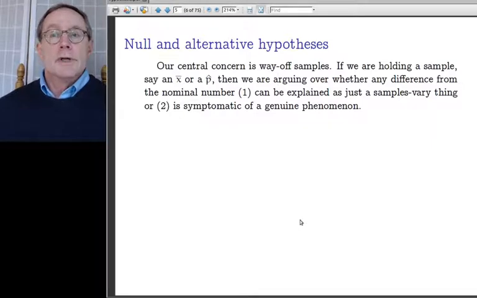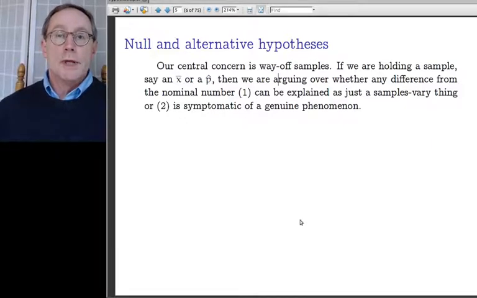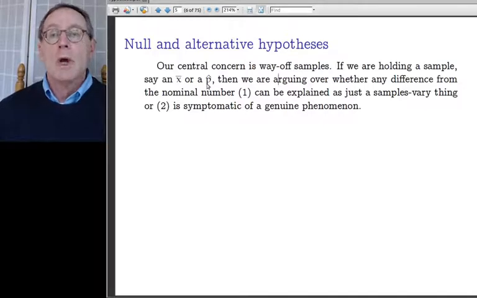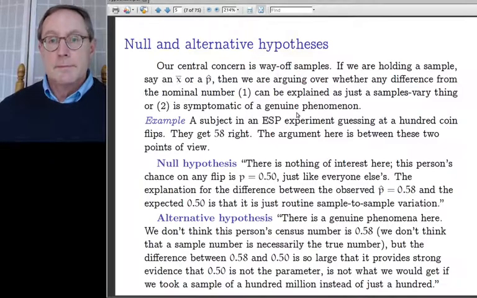So our central concern here is the possibility that the doctor, just by happenstance, got a sample that's far from the population number. If we're standing there holding a sample, we're holding an x bar or a p hat or maybe an r for correlation, then what we're arguing about is the difference between the x bar and the expected number, or the p hat and the expected number, or r and the expected rho. There are two possibilities. One is that it's just that samples vary. Sometimes you get a p hat that's a little different than the population number, and there's nothing to get excited about. Or it can be symptomatic of a genuine underlying phenomenon. In the case of this doctor, that the drug really does have the side effect of giving people headaches.